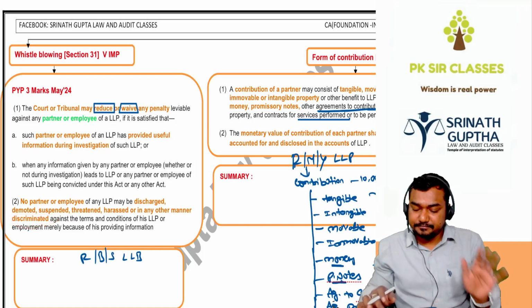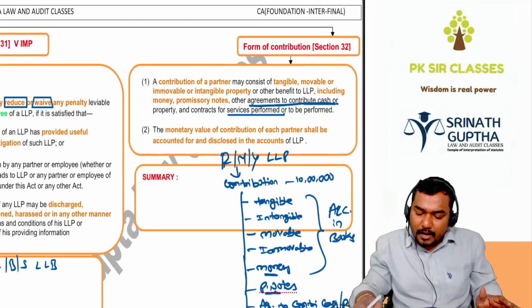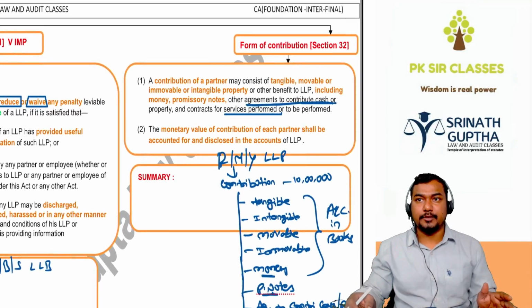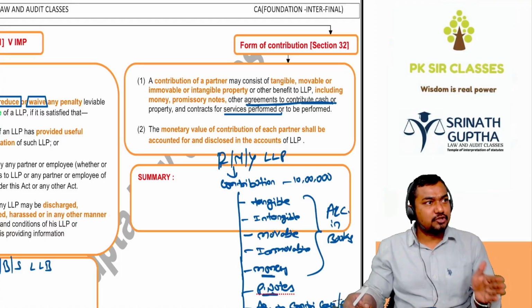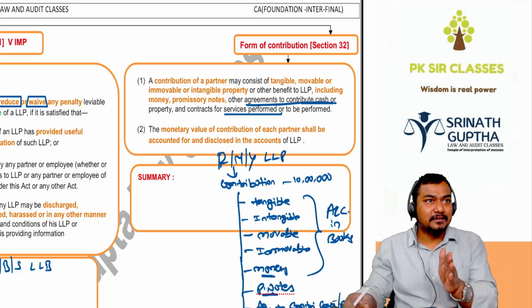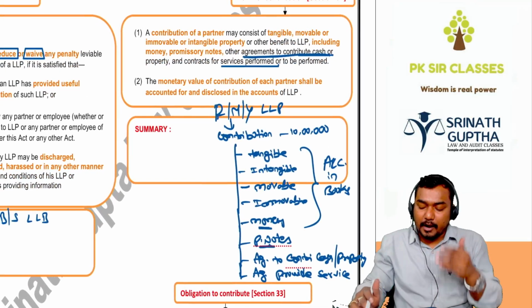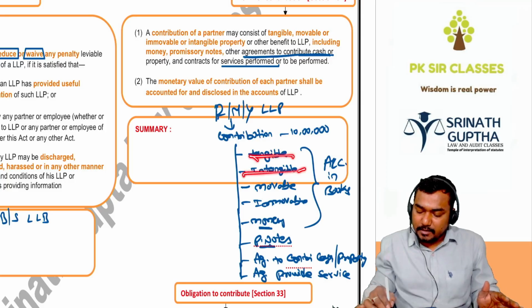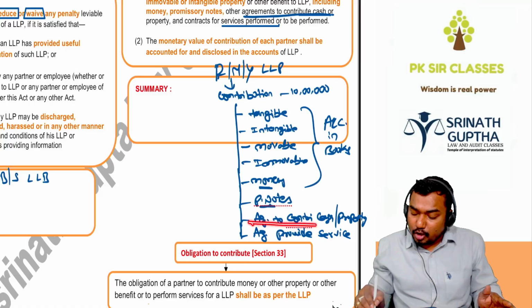This came in the exam. Next, form of contribution of the partner. Every partner has to contribute an agreed amount. The contribution can be tangible, intangible, movable, immovable, money, or a promissory note. It can be an agreement to contribute cash.